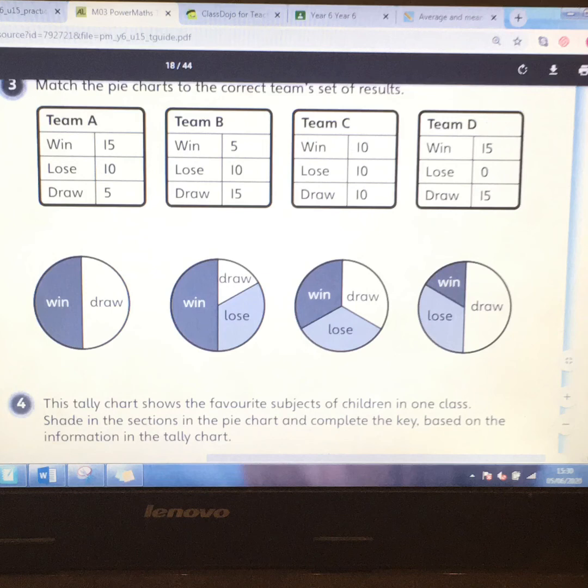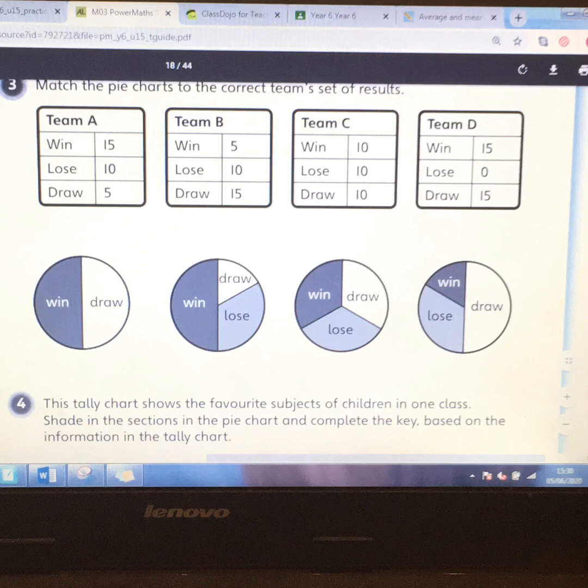Lose should also be more than the draw segment. So which one of those pie charts shows the win is half of the pie chart and the lose is a bigger section than the draw section? Well, I think that would be the B, the second one. So Team A would go to the second one.